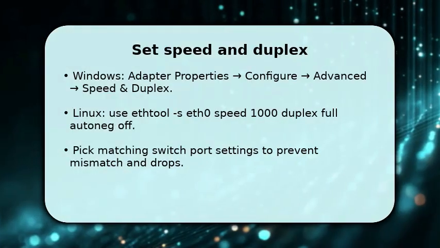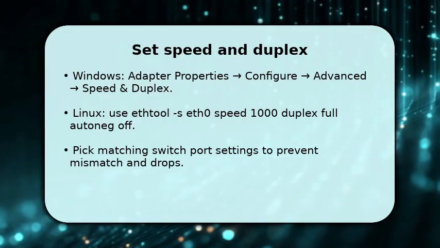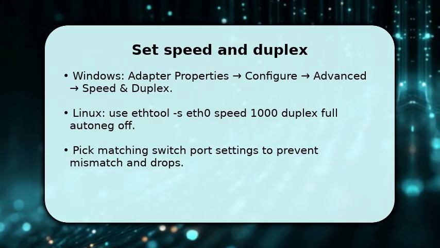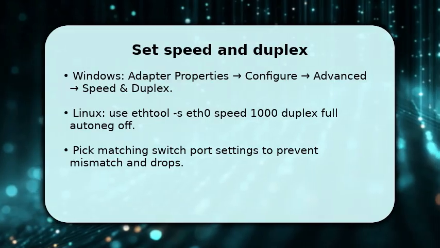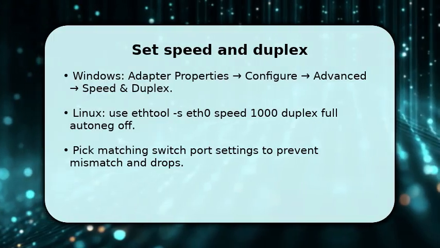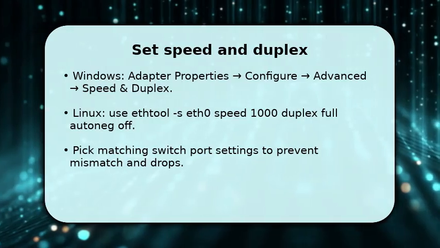You now change the link parameters directly. On Windows, open the adapter's Configure dialog, go to Advanced and select Speed and Duplex, then choose the target value. For Linux, run Ethtool with root privileges to set speed, duplex, and turn auto-negotiation off if forcing a value. For example, ethtool -s eth0 speed 1000 duplex full autoneg off.